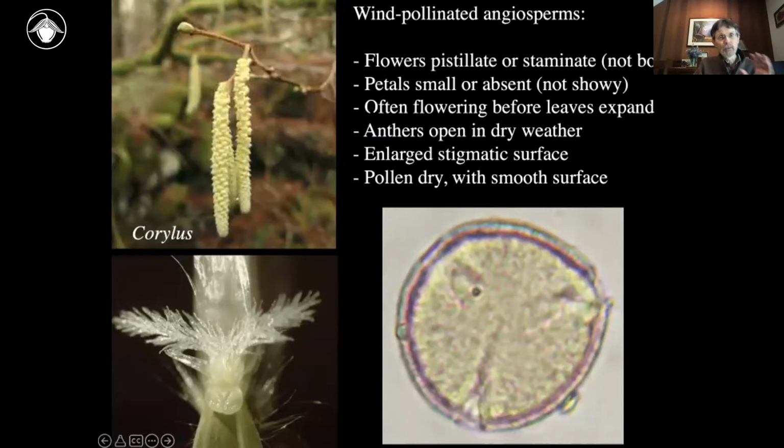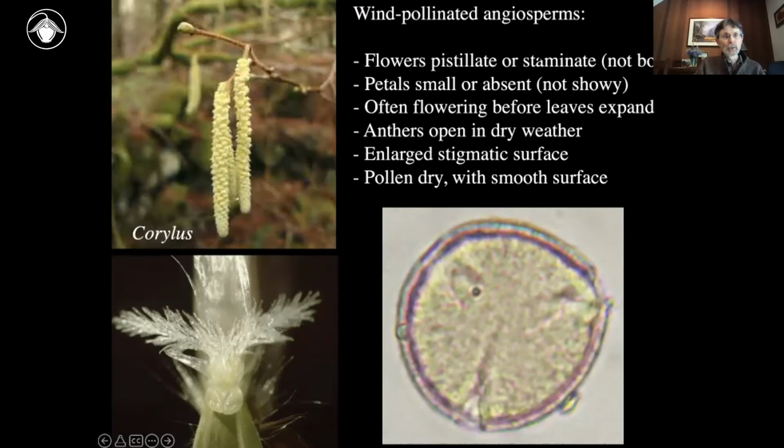And this tends to evolve in groups of plants that occur in dense stands, not necessarily monocultures, but dense stands like grasses, hardwood trees, and temperate forests. And what we tend to see is this evolution of imperfect flowers. Flowers are unisexual, either pistillate or staminate, but not both. And the staminate flowers produce a large amount of pollen, typically.